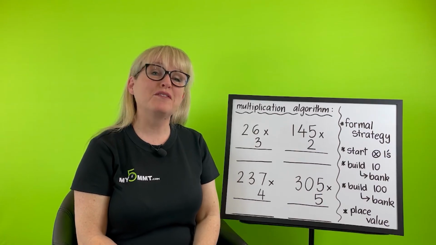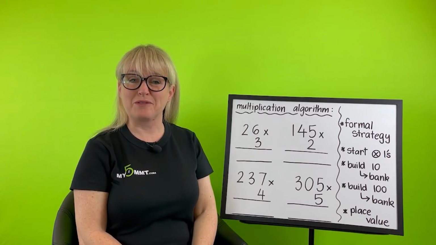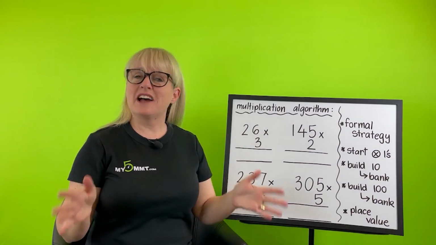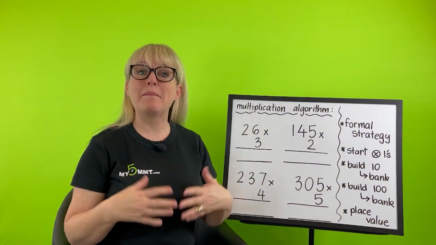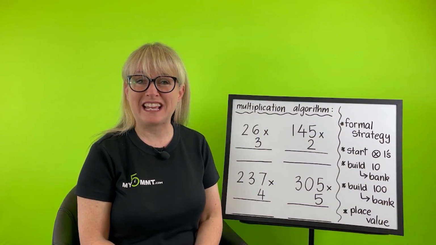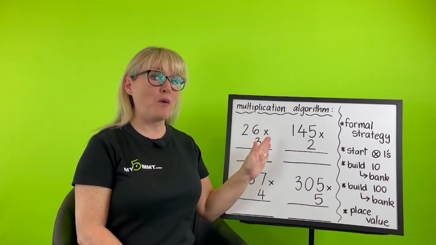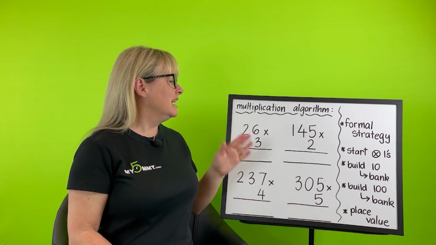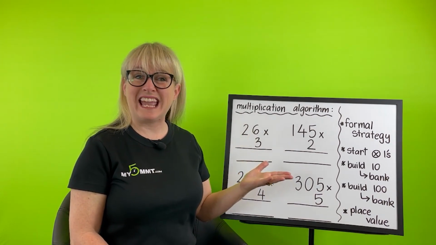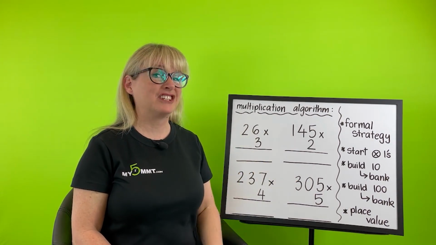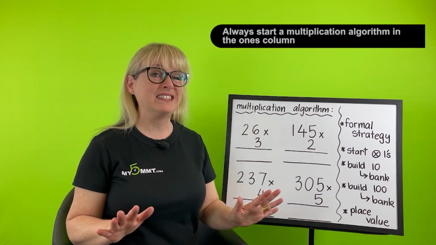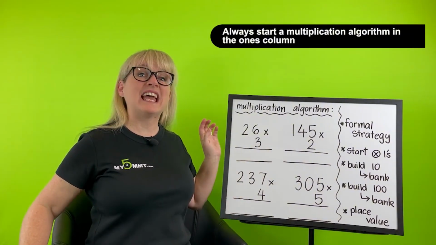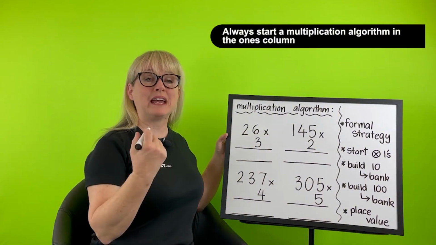This math summary focuses on the formal algorithm for multiplication of 1 and 2 digit numbers. It's just one of our many ways of solving multiplication questions, but it's a formal way of doing it, and we need paper and pencil to be able to write it down. Now, when we're solving any digit number with multiplication in the algorithm, we always start with the ones column. That's key to every multiplication algorithm that you do.